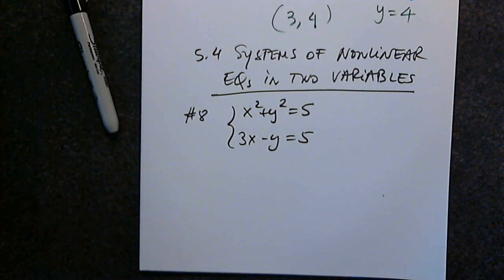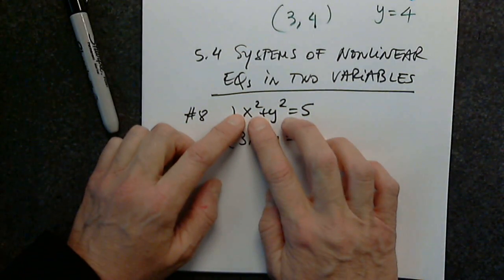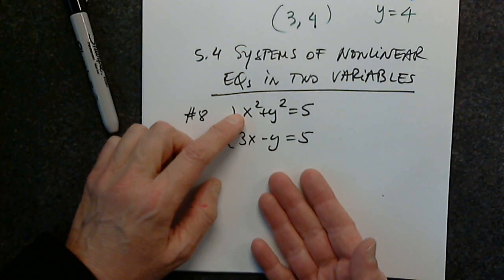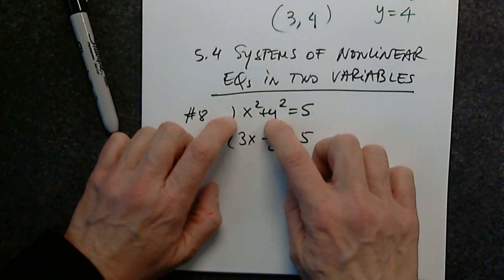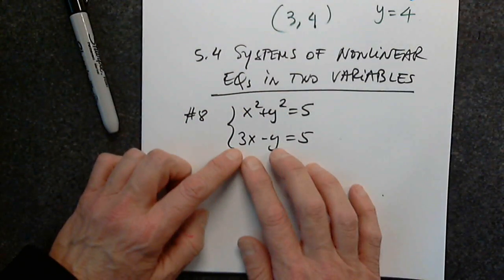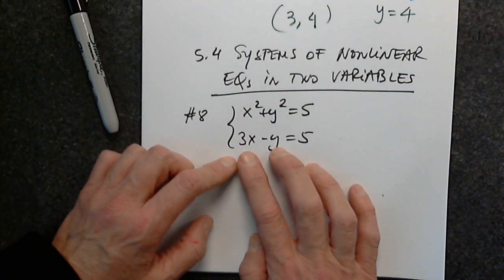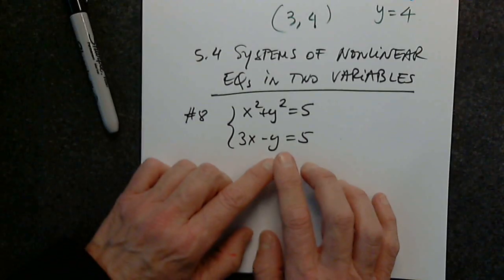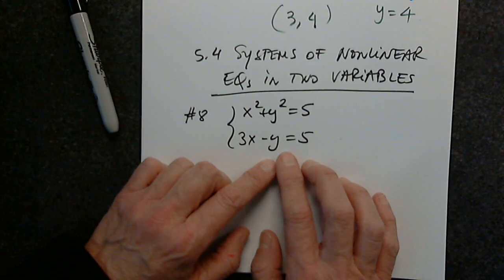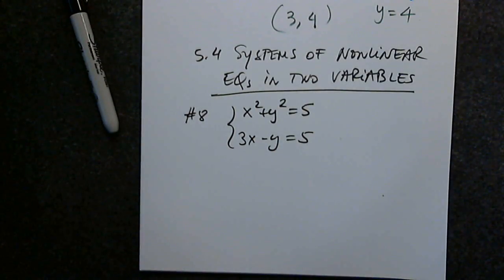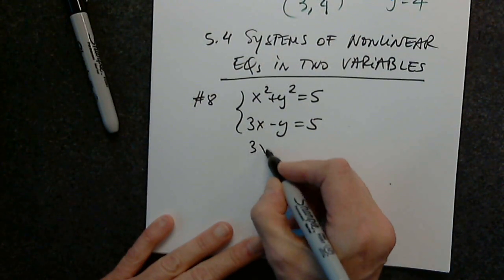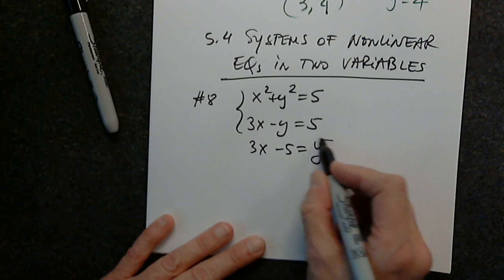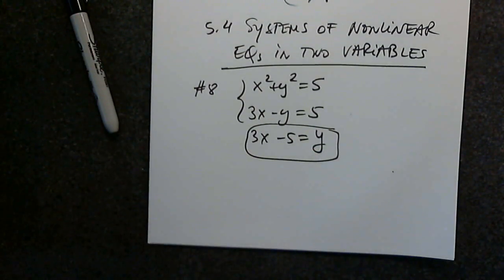What will I substitute for? X squared, I can't, because I won't be able to plug it in the second one. Y squared, I can't, although they have coefficients of 1. 3x, no, because it has a coefficient. So I'm back to the best option, which is y. I'm going to solve for y. So 3x minus 5 equals y. So I solved the second equation for y.